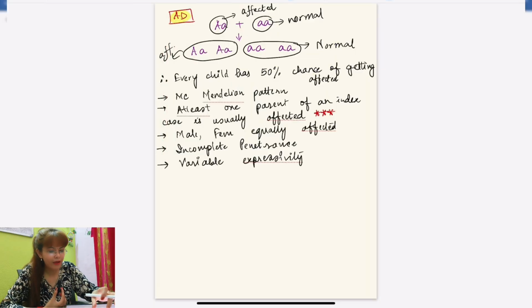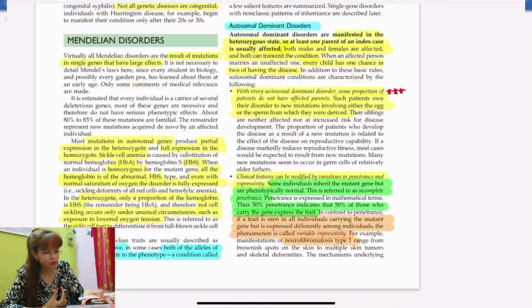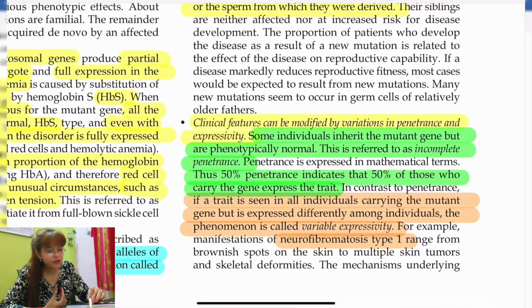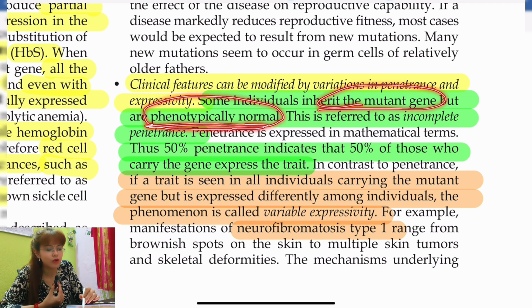Now, I already have one important point mentioned here, but I'll come to it later. First, I'll be reading about these points here. Clinical features can be modified by variation in the penetrance and expressivity. Again, important points. What is penetrance? I've already explained this before, that some individuals inherit the gene but are phenotypically normal. This is called incomplete penetrance, meaning in spite of inheriting the gene, these individuals are not expressing the disease. They are phenotypically normal, and this is called incomplete penetrance.